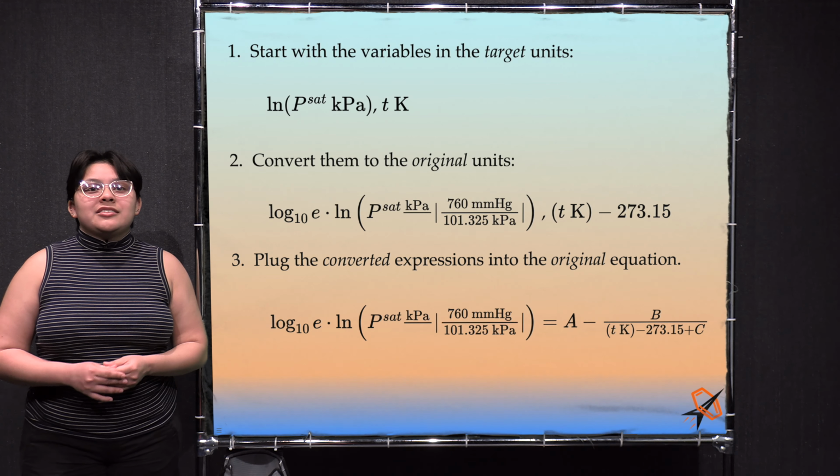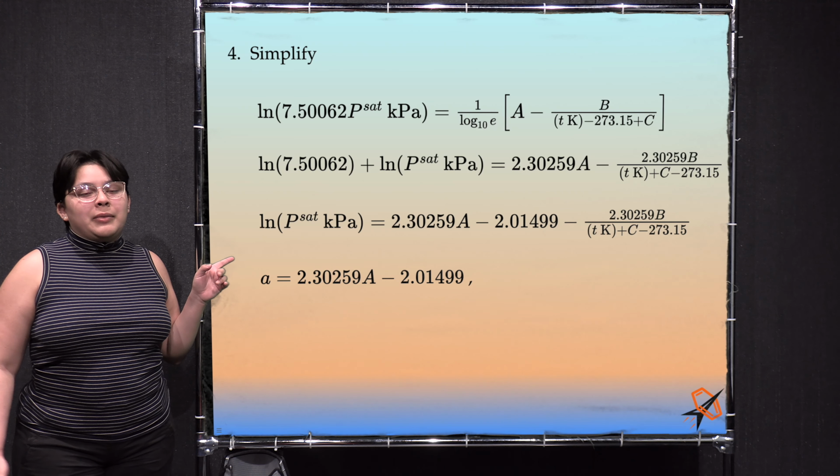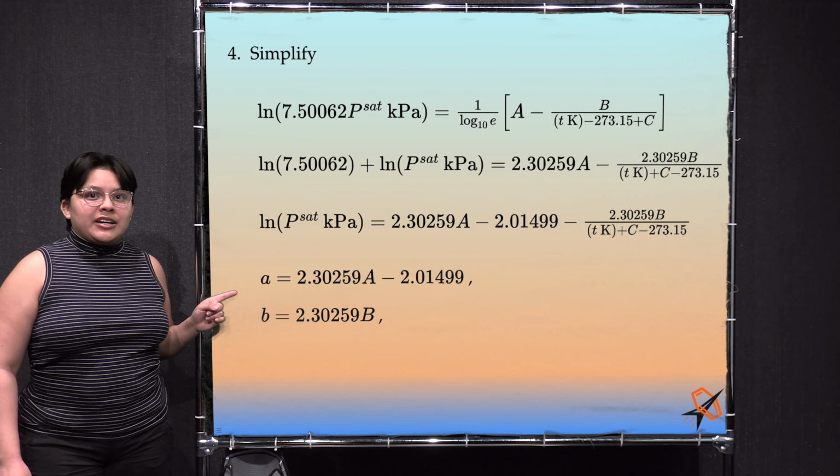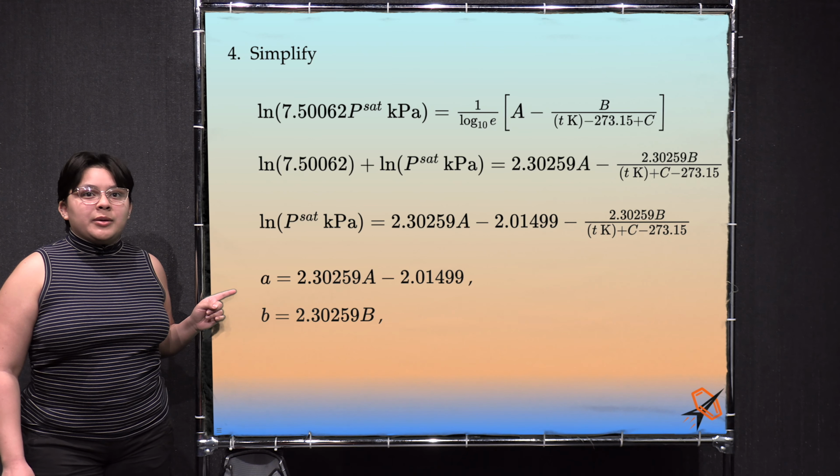Now, we simplify. First divide through by log 10 of E. Then switch the log of the product to the sum of the logs and multiply through by 1 over log 10 of E. Finally, gather things together. The result is lowercase a is 2.3 times uppercase A minus 2.01. Lowercase b is 2.3 times uppercase B. And lowercase c is uppercase C minus 273.15. If you have a superior way to do the conversion, let me know, because I've never seen one.